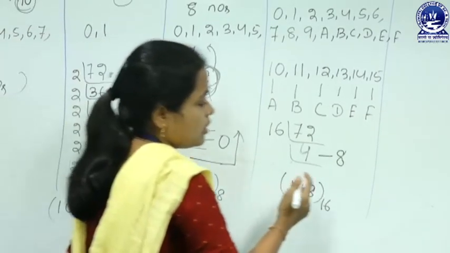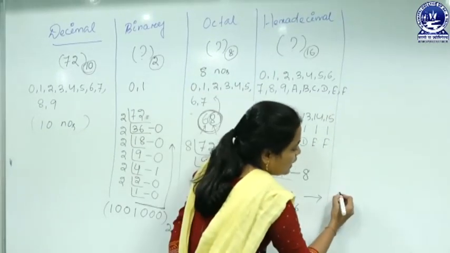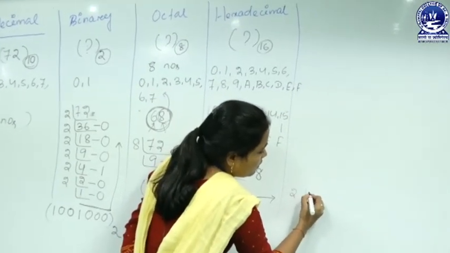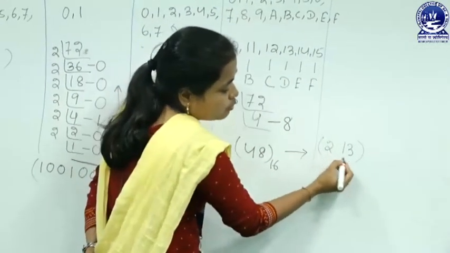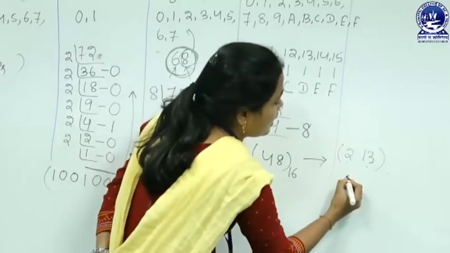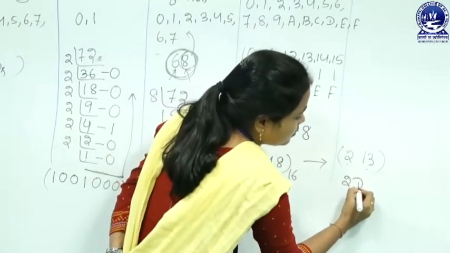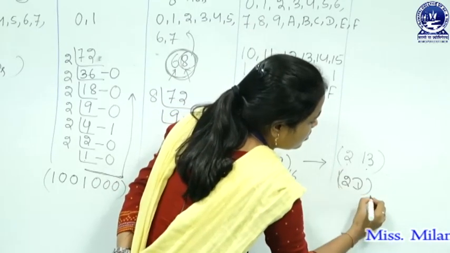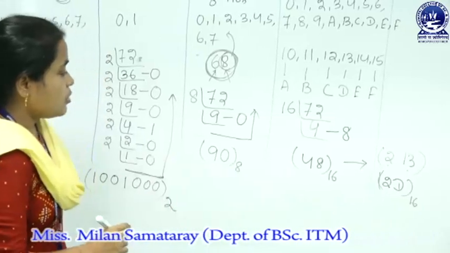If a result comes like 2 and the remainder is 13, you cannot write it as 2 and 13. You have to write it as 2 and 13 as D. Base is 16. Okay.